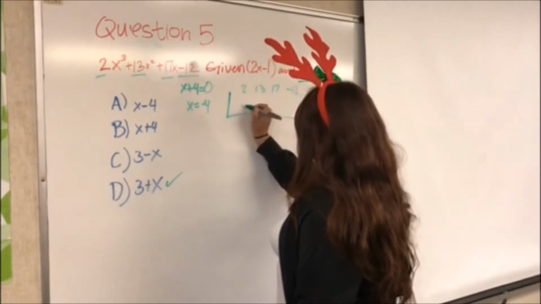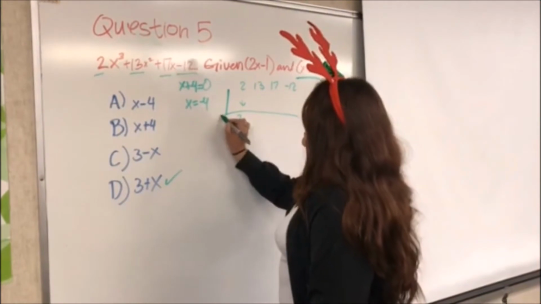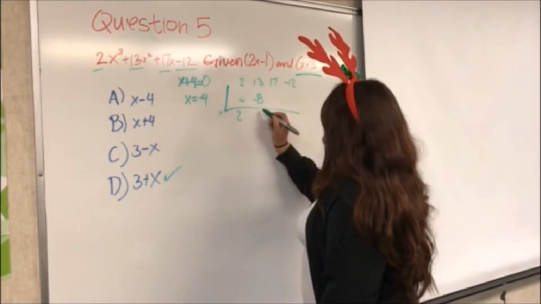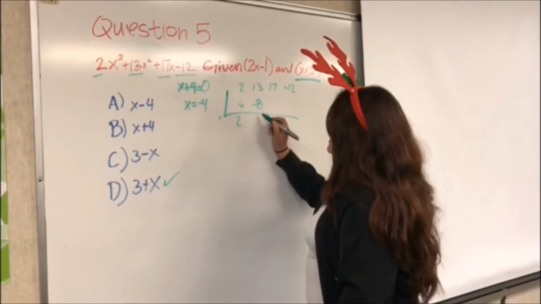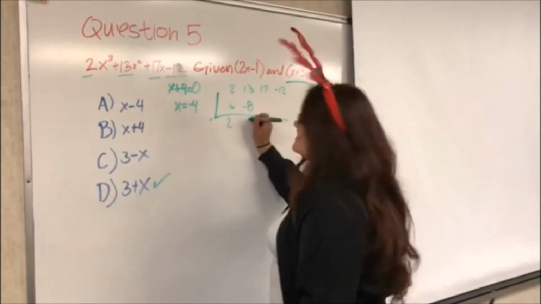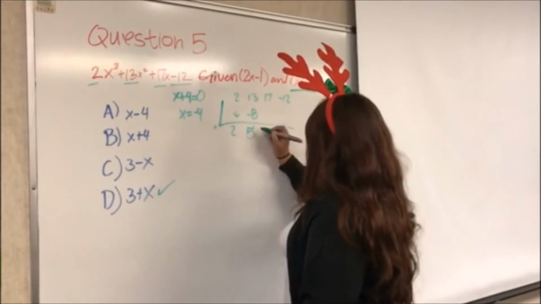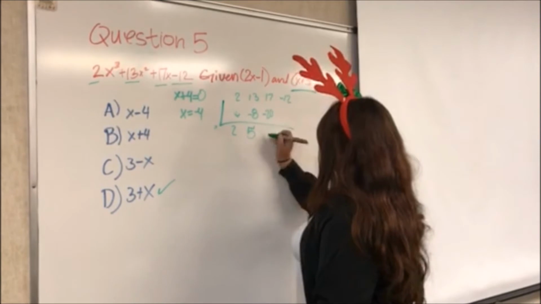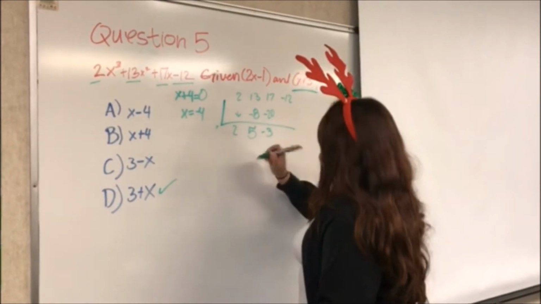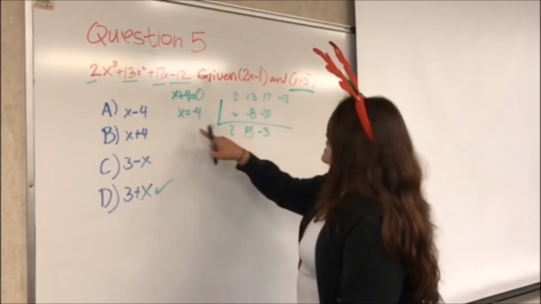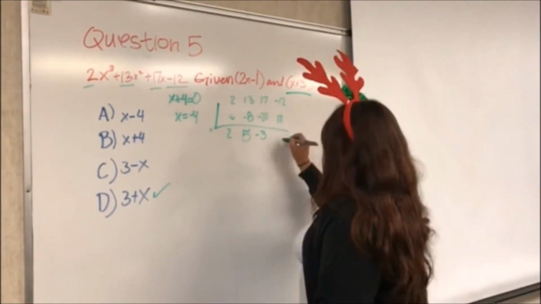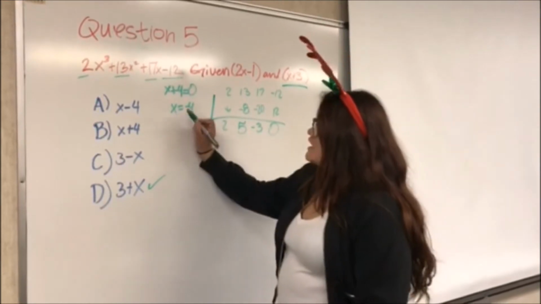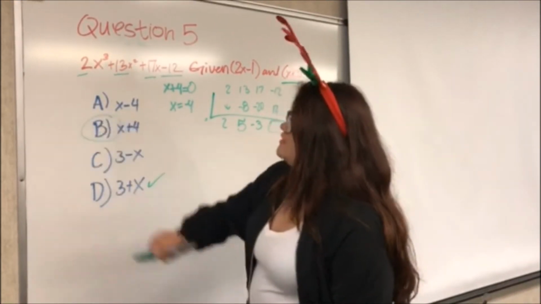Bring down the 2, and then -4 times 2 gives -8. 13 plus -8 is 5. 5 times -4 is -20, which gives -3. -3 times -4 is 12. So that gives a remainder of 0. And because that does give us a remainder of 0, we can take x plus 4 as another factor.